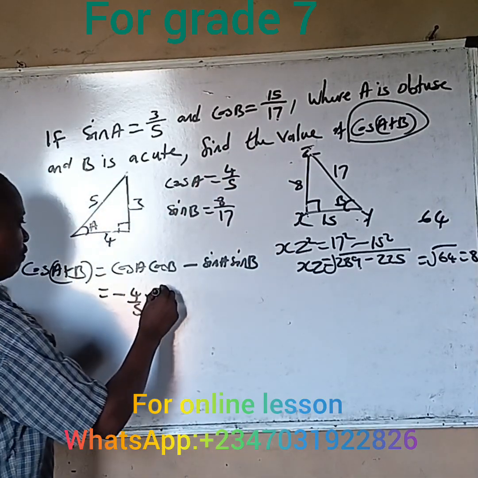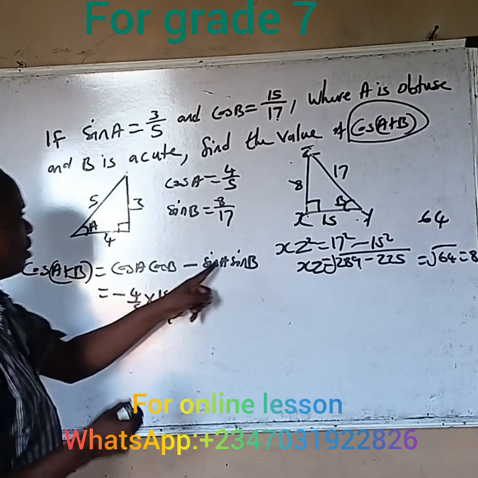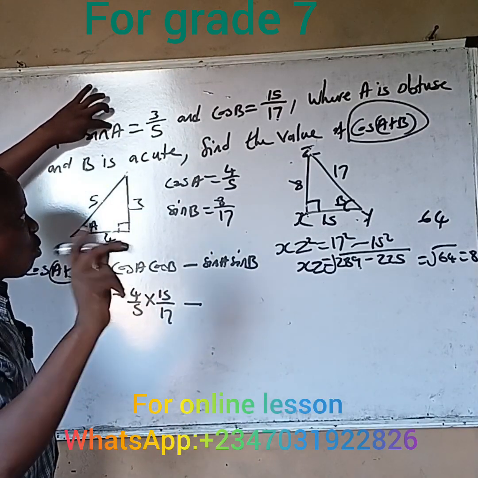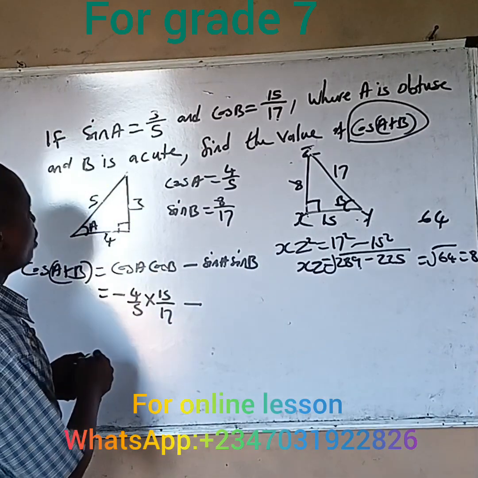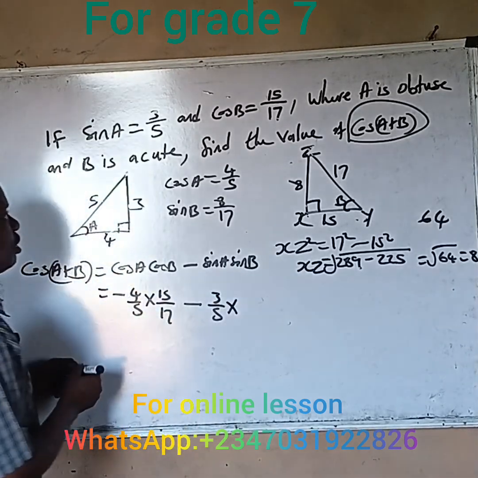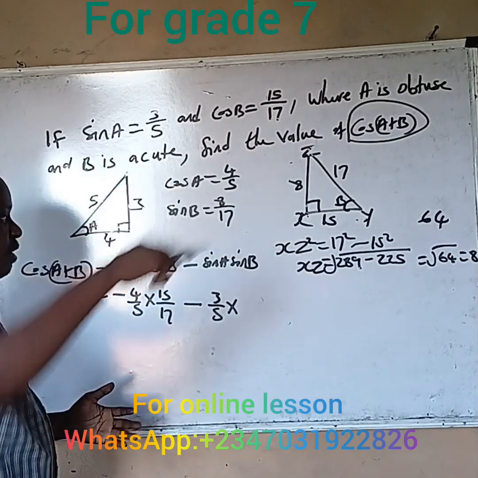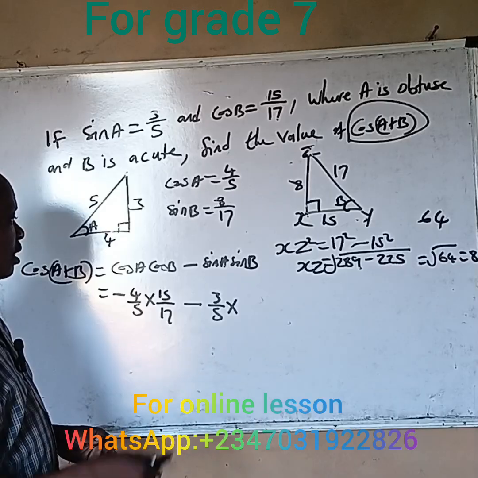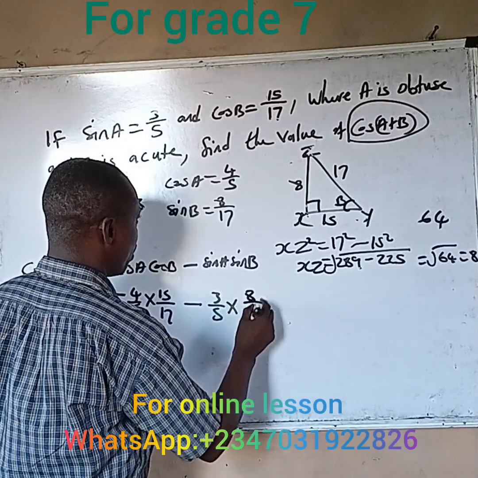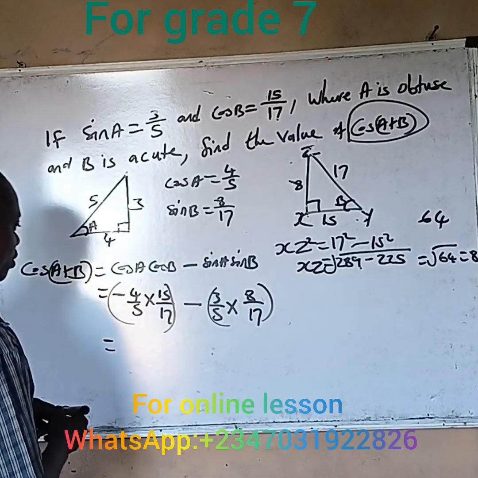So this remains 15 over 17, minus. Remember A is obtuse and sine is positive in the second quadrant, so sine A will still remain 3 over 5, times sine B. We are told that B is acute, and for an acute angle, in the first quadrant, greater than 0 but less than 90, all of them are positive. So sine B is also positive there, which is 8 over 17. So let's work them as they are.